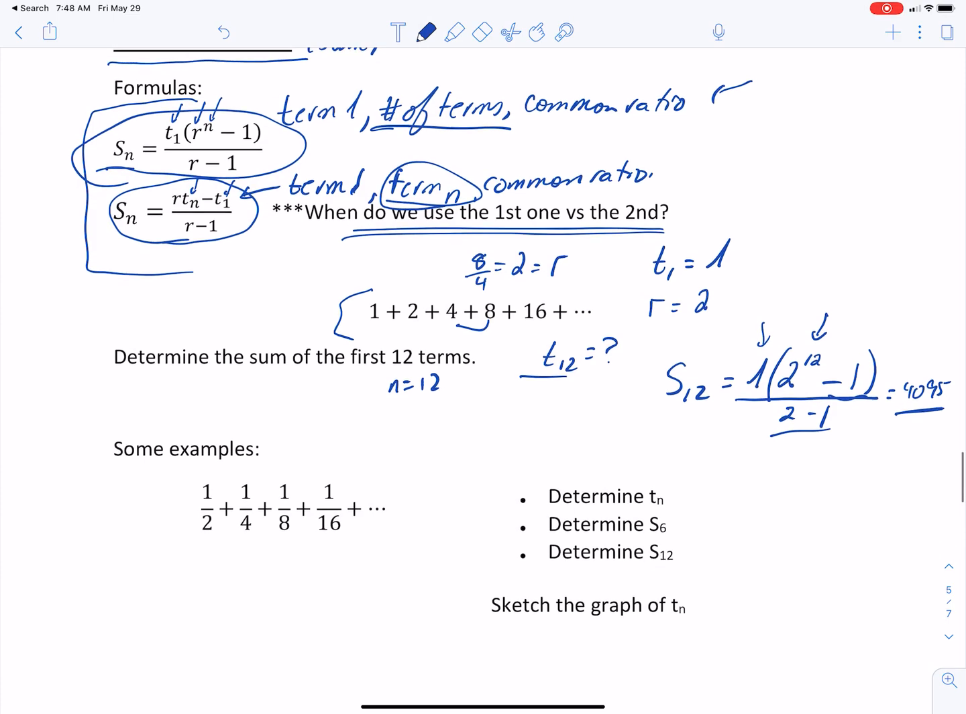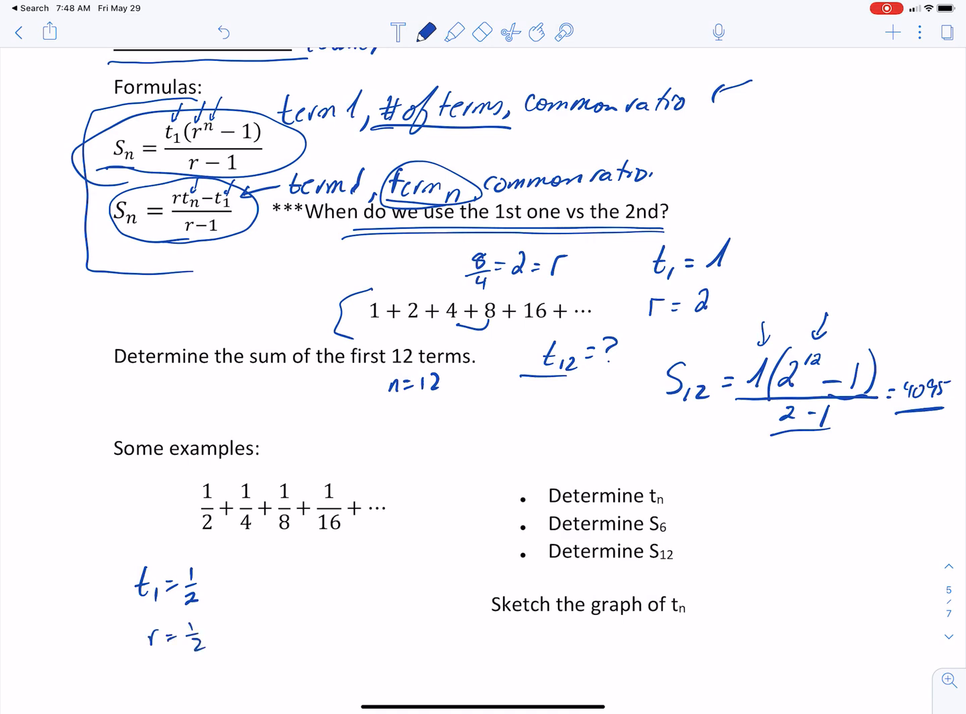Down here I have some more examples for us to work through. This one, term 1, is 1/2. And it looks like the common ratio is also 1/2. You can see that I took 1/2 and timesed it by a half to get a quarter, and then I timesed that by a half to get an eighth, and so on as I go along here. So Tn would be the general term. This is a throwback to last lesson. That would be the first term times the common ratio, which happened to be the same value, to the power n minus 1.